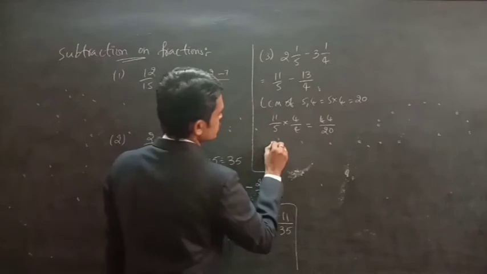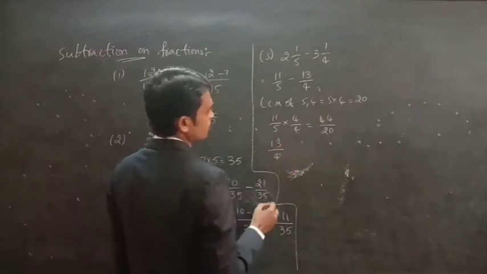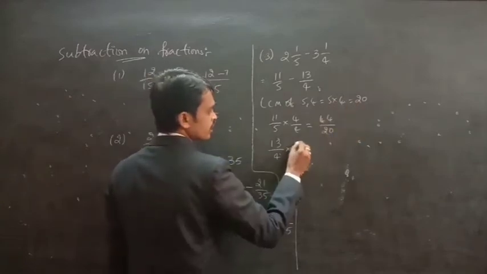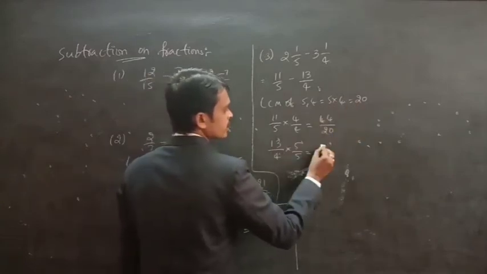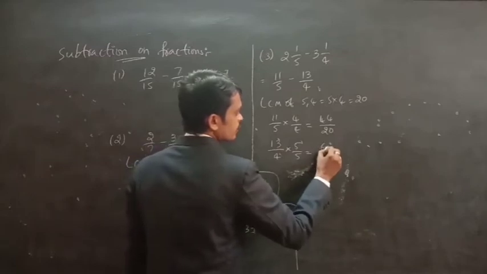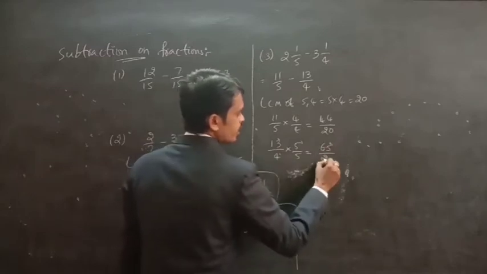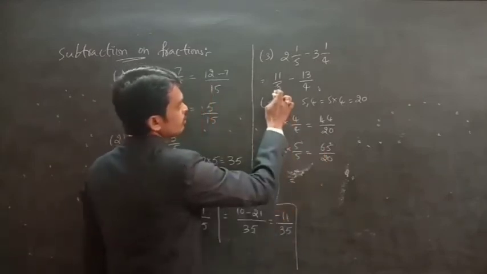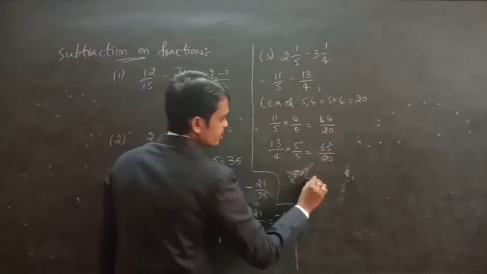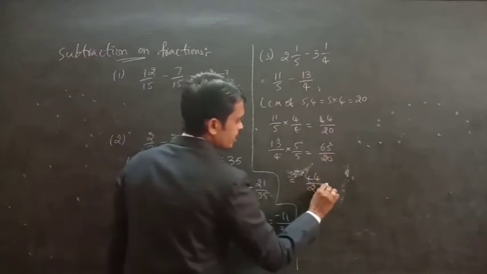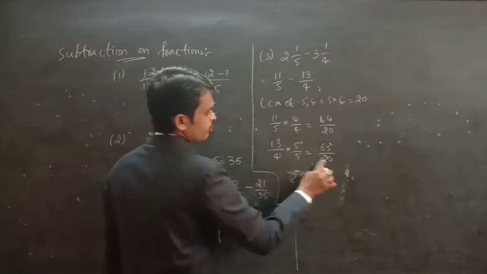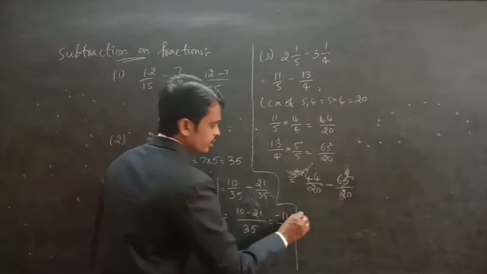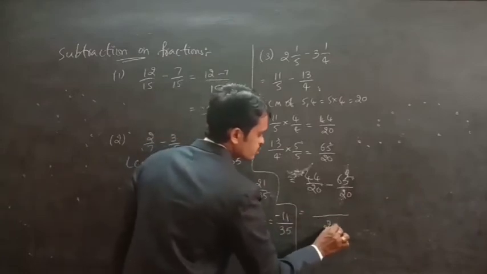The second fraction is 13 by 4. In the 4 table, 20 comes 5 times, so let us multiply with 5. 13 5s are 65, 4 5s are 20. Now let us subtract these. 11 by 5's equivalent fraction is 44 by 20, minus 13 by 4's equivalent fraction, 65 by 20. The LCM is 20.